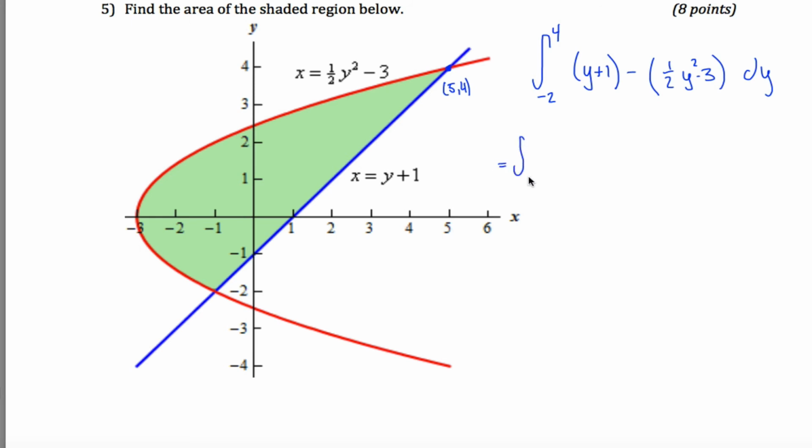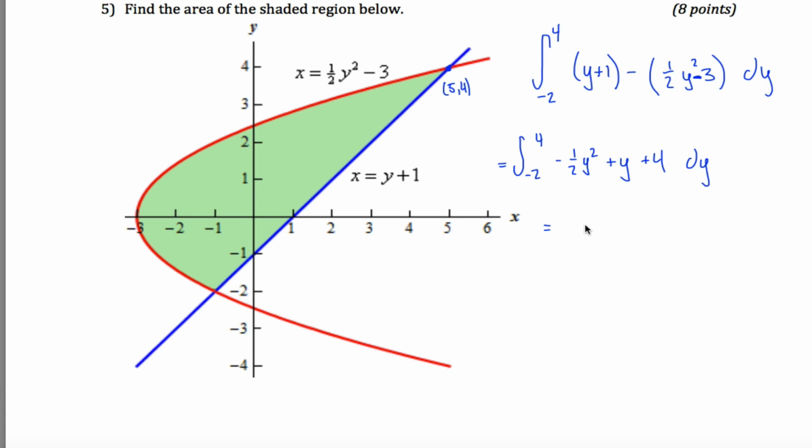So let's see, I got the integral from -2 to 4 of, can I clean things up at all? I guess I could write these terms in order. I don't know that that's important. -1/2 y squared plus y from here. And then I got a minus 3, that's hard to read. So that's plus 3 over here and plus 1 more, so I got a plus 4. And I can evaluate this integral.